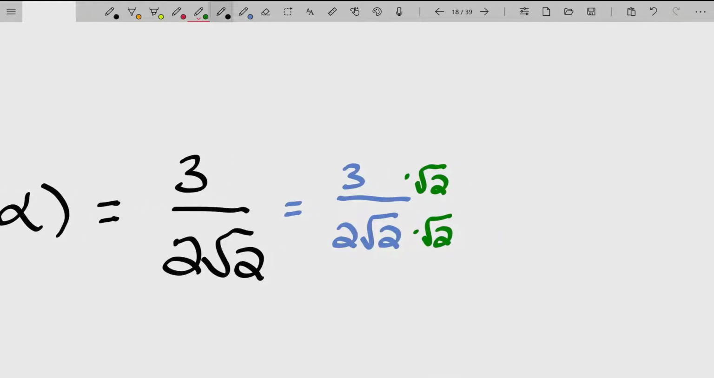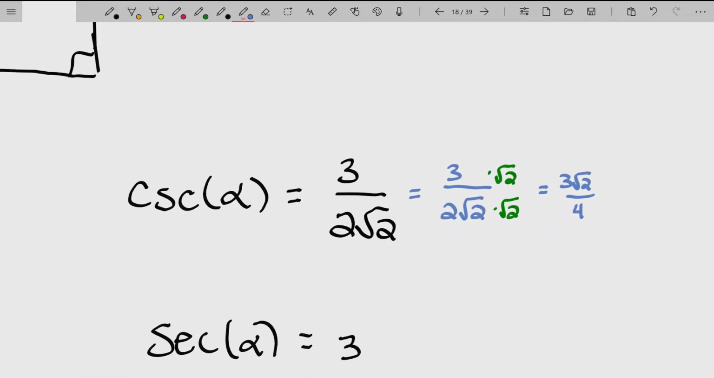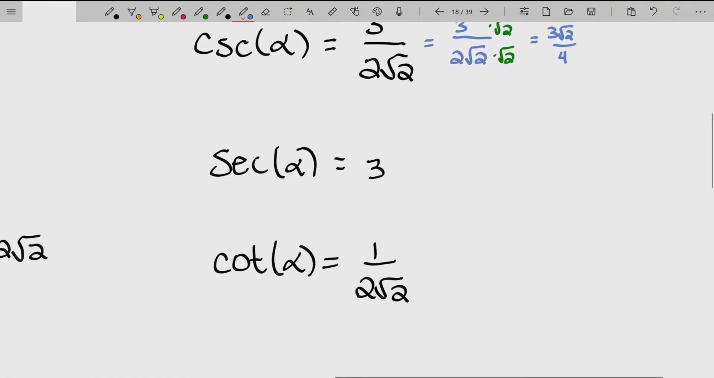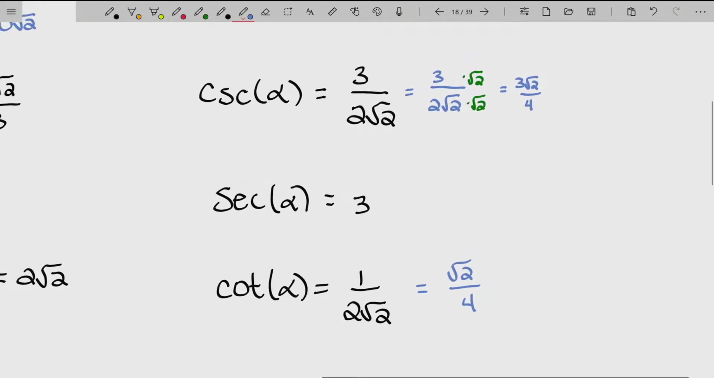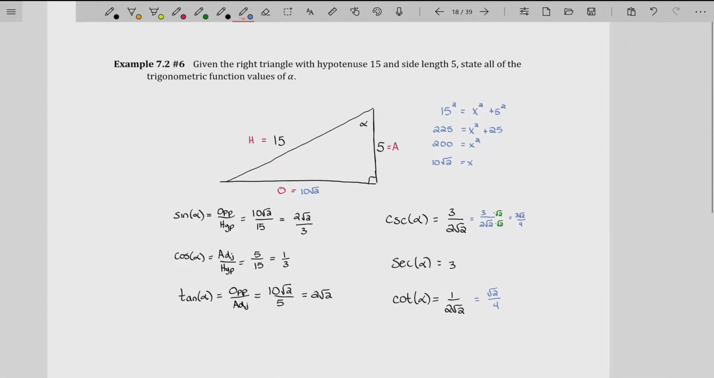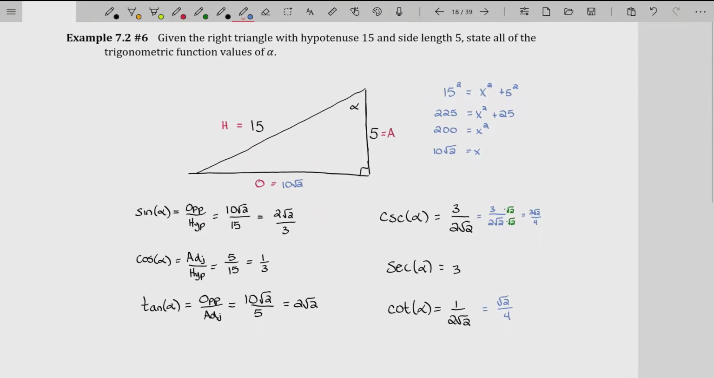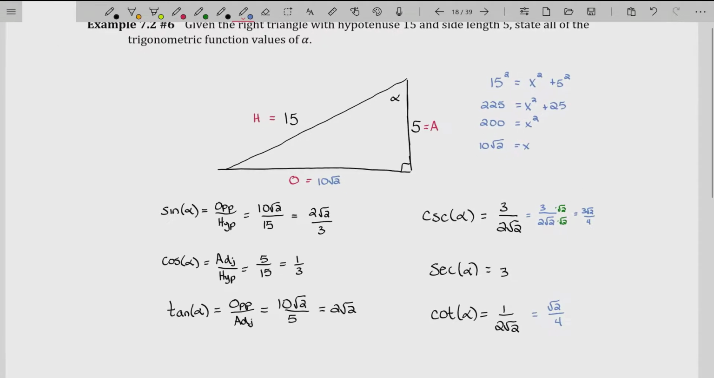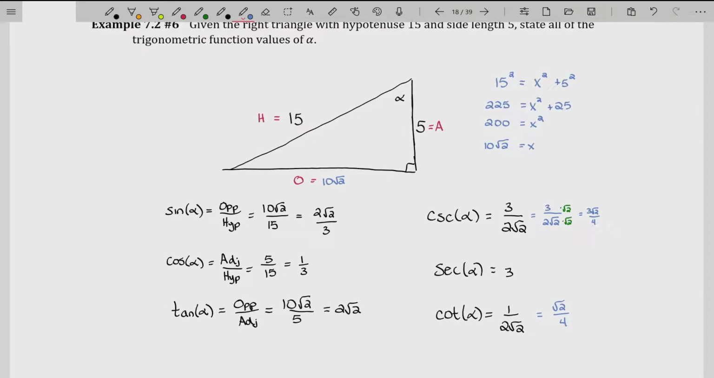It doesn't clean up a lot, actually, but it does look a little bit better. It's 3 root 2 over 2 times 2, which is 4. It does look a little bit better. Not a lot, though. The other one, again, doesn't clean up. It'll become a root 2 over 4. Still, not that big of a deal. I wouldn't require my students to do that. All right, so we have found all of the trigonometric functions of alpha. Not bad, right?